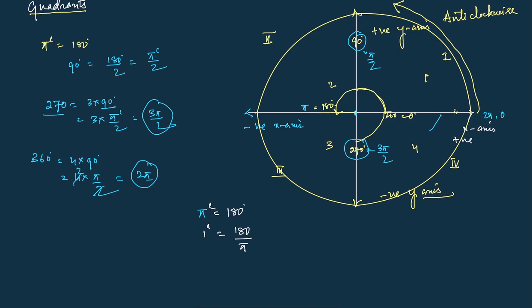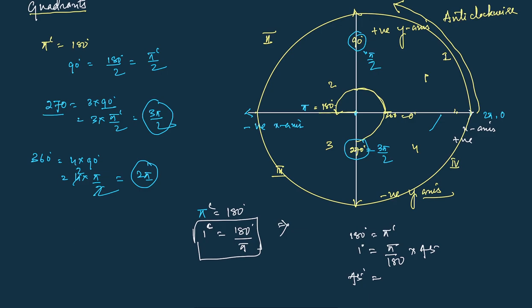Now we can understand, if something is given to us in degree, how to convert it into radian, and if it is given in radian, how to convert into degree. When degree is given and we convert to radian, this is the formula. If we are given degree and you need to convert into radians, we know that 180 degree is equal to pi radian, so 1 degree is equal to pi by 180. So now if you will say what is 45 degree? 45 degree means you multiply 45 here.